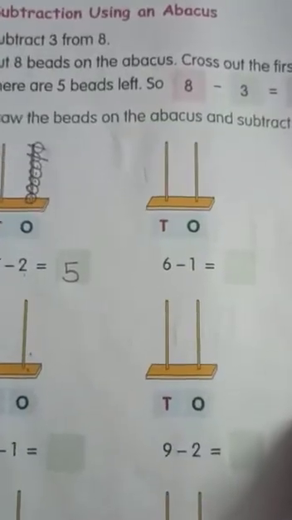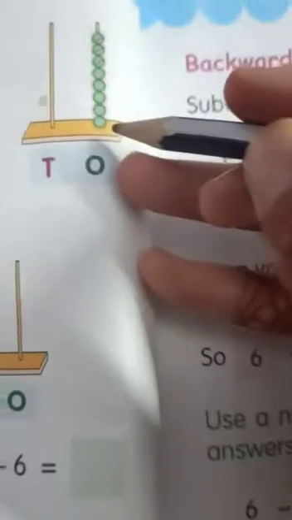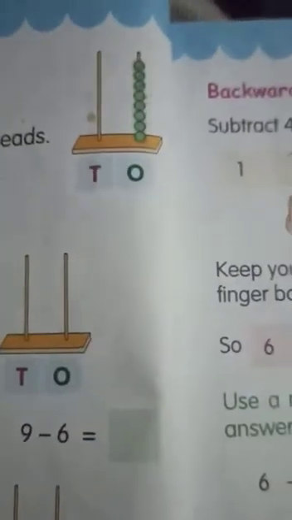Next, subtraction using an abacus. Subtract 3 from 8. First put 8 beads on the ones place. Then cross out the first 3 beads. Next, how many are left? There are 5 beads left. 1, 2, 3, 4, 5. So, this is subtraction using an abacus.